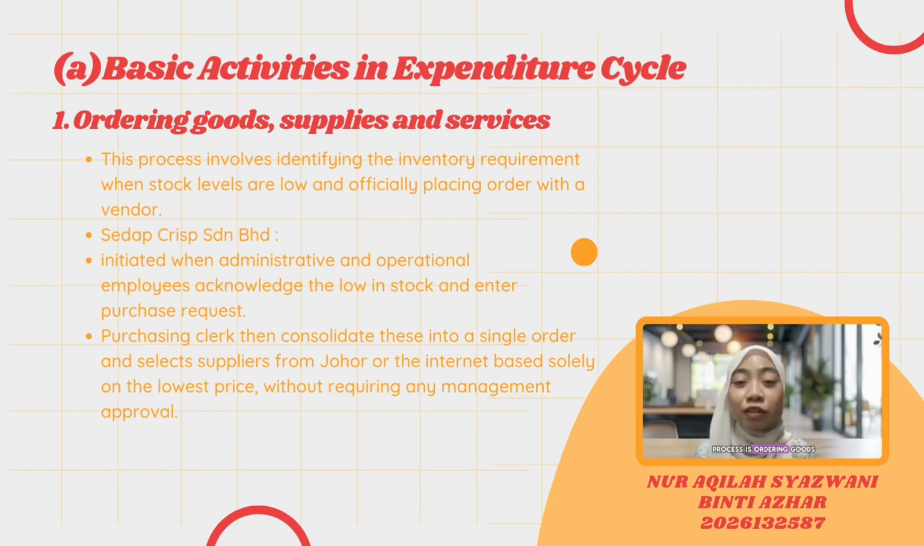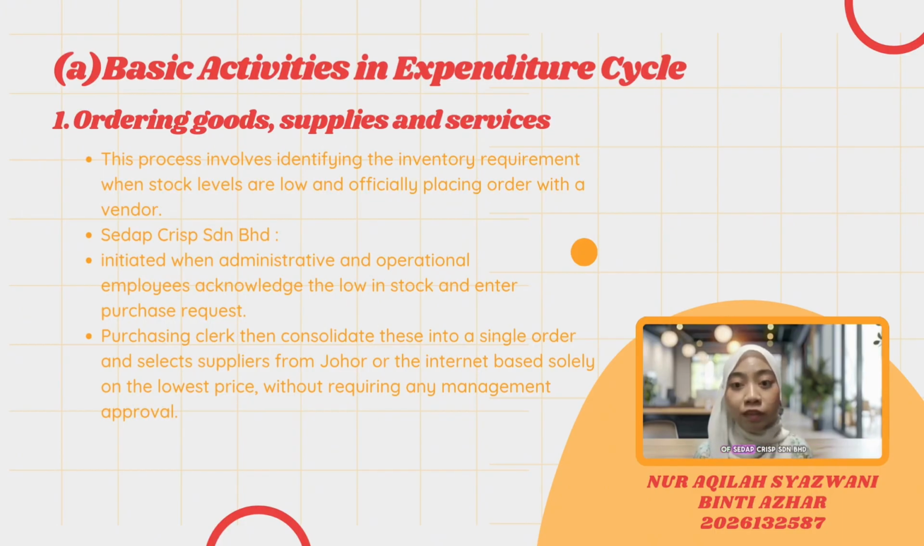First process is ordering goods, supplies and services. This activity involves identifying inventory requirements when stock levels are low and officially placing an order with a vendor. The primary source documents used here are the purchase requisition and the purchase order.